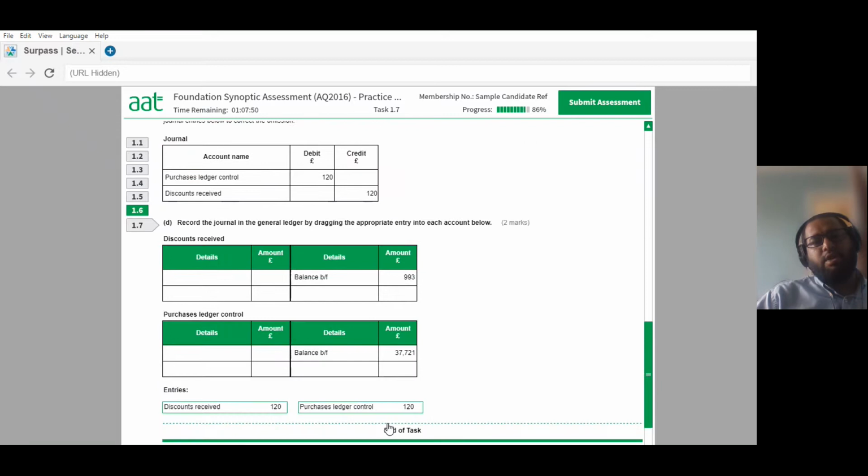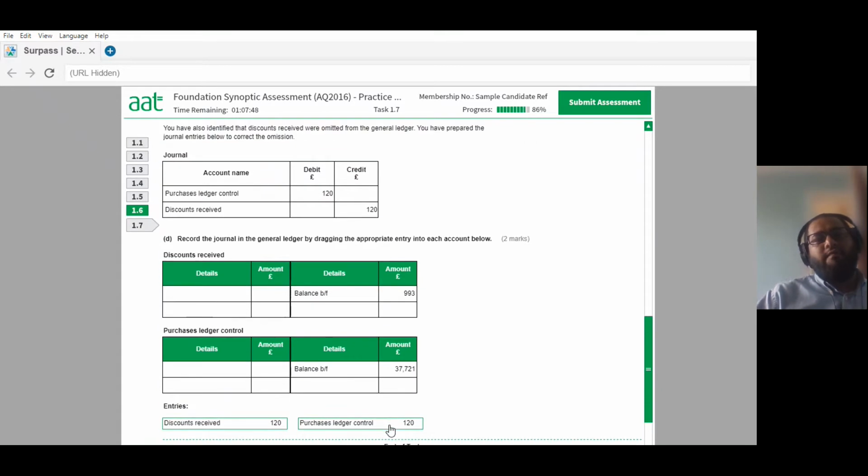So next one, you have also identified that discounts received were omitted from the general ledger. You have prepared the journal entries below to correct the omission. So the entry is going to be like this. One of them is going to be a debit into purchase ledger control account for £120 and credit for discount received for £120. Because it's a simple omission, there's no need of a suspense account.